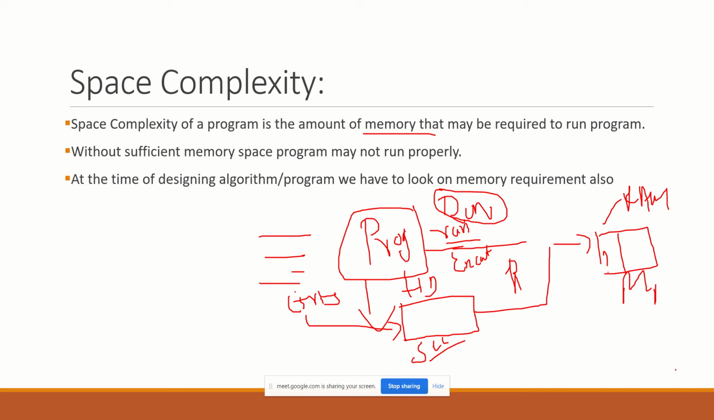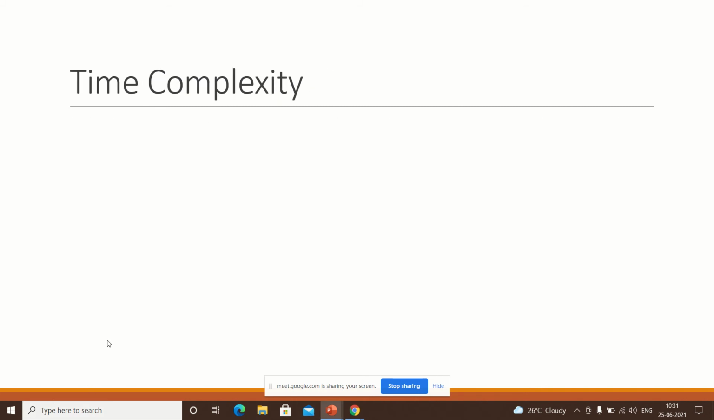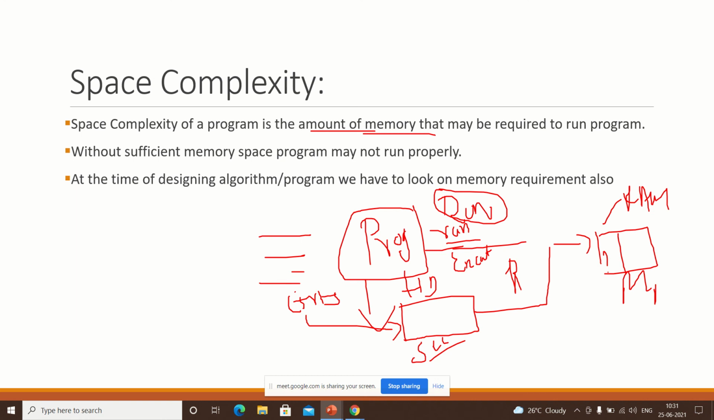That is, the amount of memory that may be required to run the program. The space required in the main memory is called the space complexity.